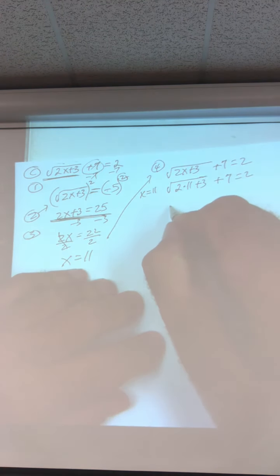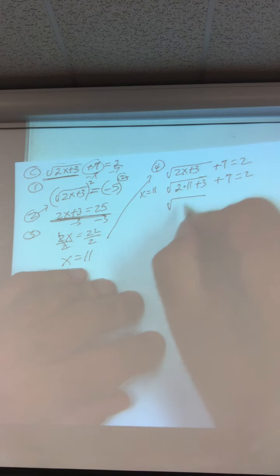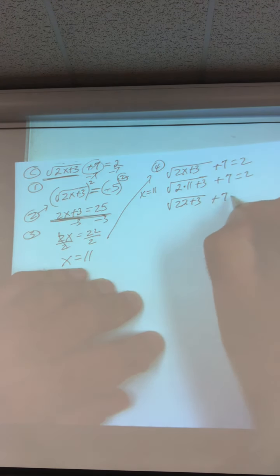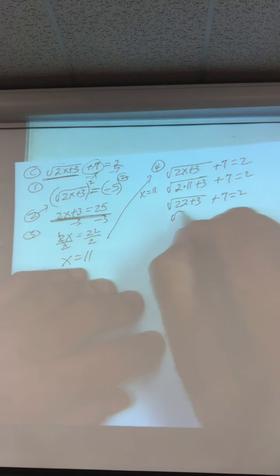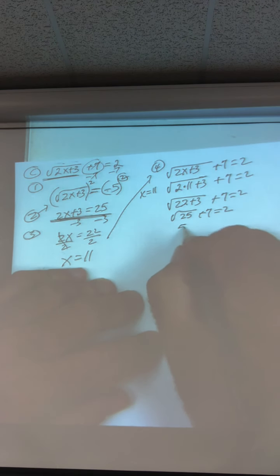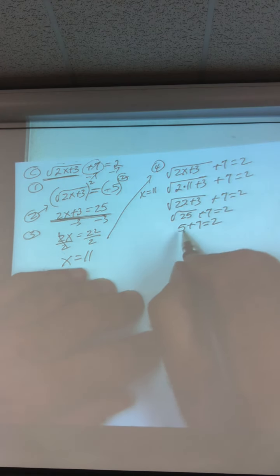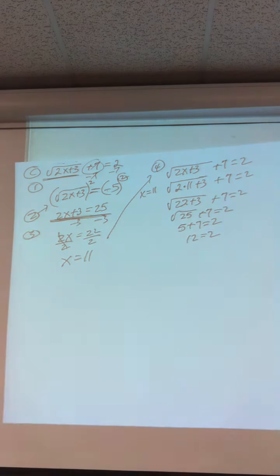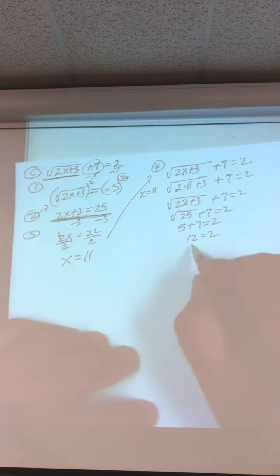All right, so this would be square root of 2 times 11 is 22, plus 3, plus 7 equals 2. This is square root of 22 plus 3 is 25, plus 7 equals 2. Square root of 25 is 5, plus 7 equals 2. 5 plus 7 is 12 equal to 2. So the question is, is 12 equal to 2? Well, no, it's not. This is not true.